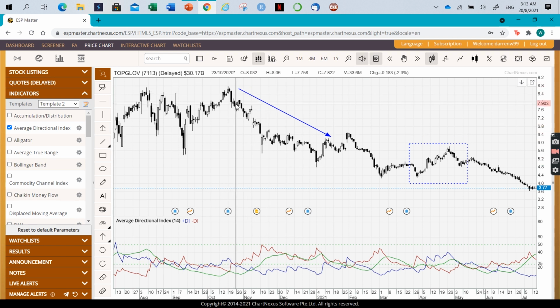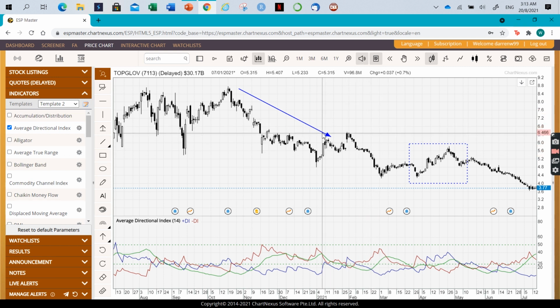So this downtrend wasn't a pullback, wasn't a consolidation. There was actually momentum behind it. And then if you combine the ADX with the position of the DI, it is telling you that it is a downtrend with momentum, giving you confirmation that a downtrend has formed and is happening at the moment.